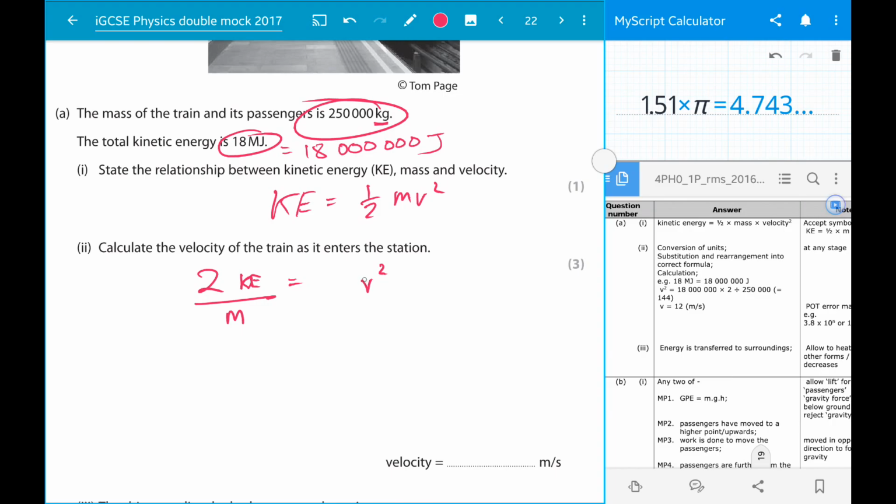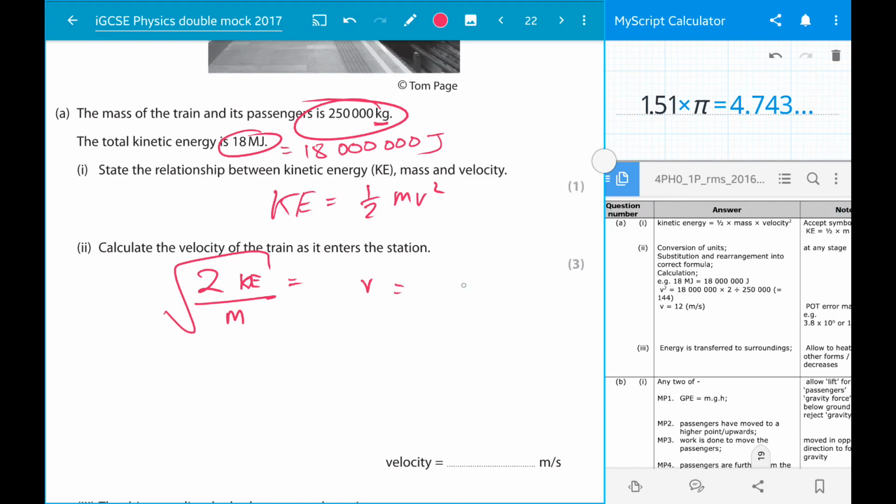And if you've got v squared and you just want to find v, well, you root the whole lot. If you square something and then root it, that cancels it out. And you've got the equation appearing here on the left-hand side.